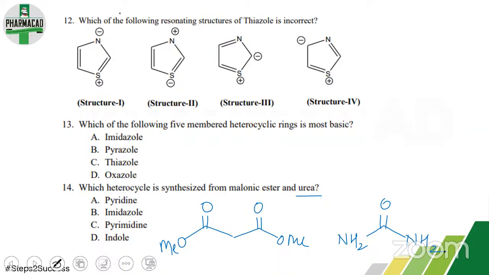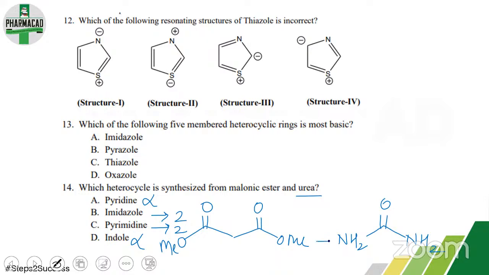In case of pyridine, it is having only one nitrogen. So this option will get cancelled. In case of imidazole, 2 nitrogens, 5-membered ring. In case of pyrimidine, 2 nitrogens, 6-membered ring. Whereas in case of indole, only 1 nitrogen is there. So this option will get cancelled.